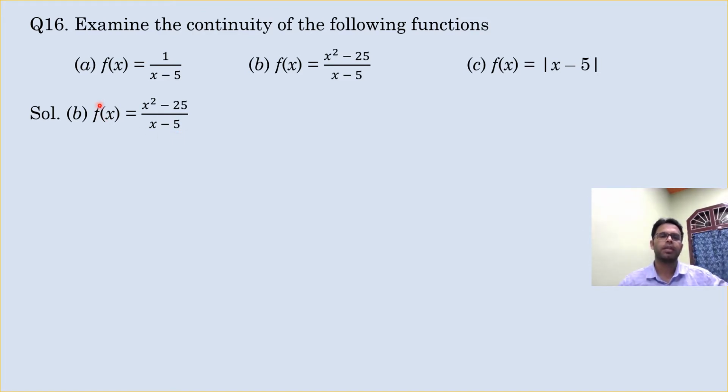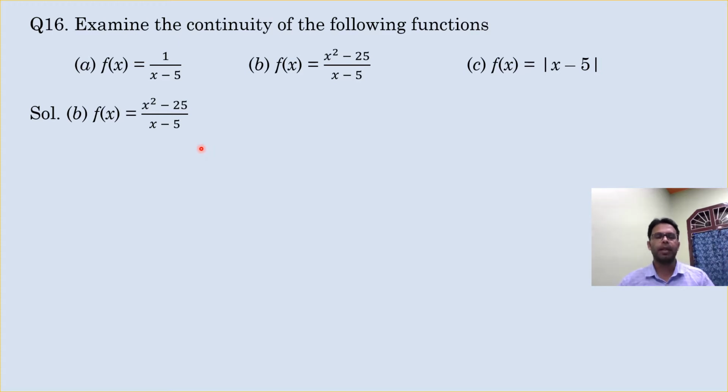So this entire function is discontinuous at x = 5. These types of questions are generally asked for 1 mark, such as: at which point is the function f(x) discontinuous, or find the point of discontinuity of the function. These types of questions are generally asked for 1 mark in your final exam. But in this question, examine the continuity of the following functions. This function should be checked for where it is continuous and where it is discontinuous.